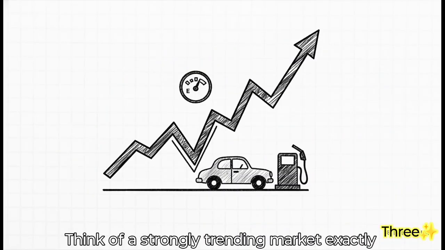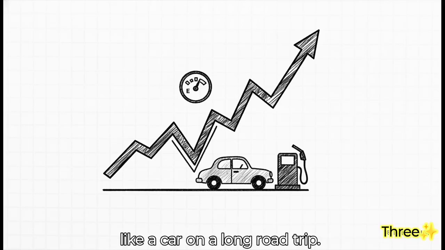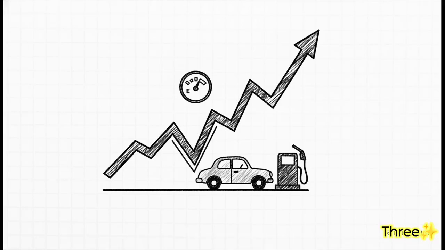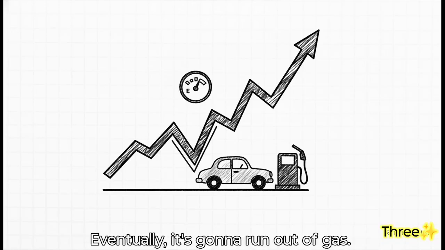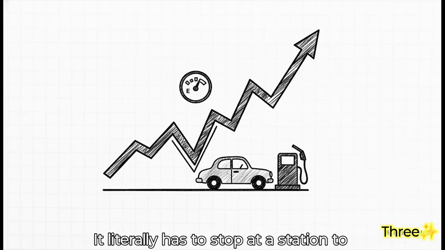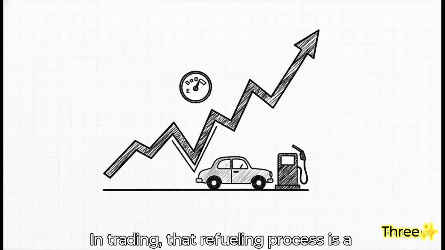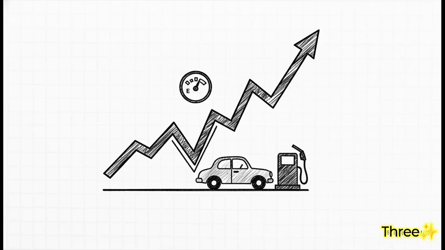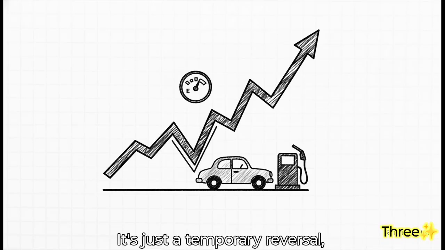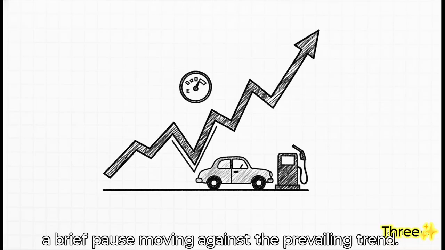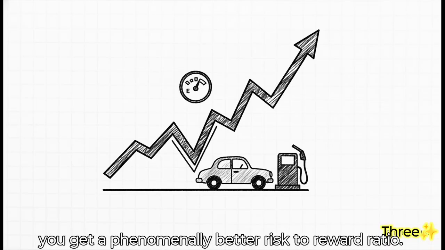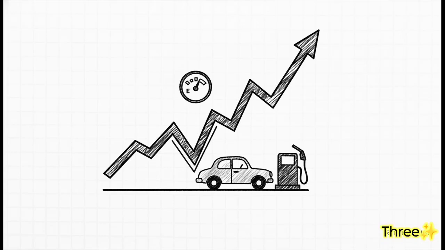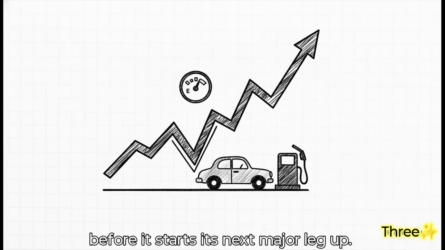Think of a strongly trending market exactly like a car on a long road trip. Honestly, it doesn't matter how fast that car is going. Eventually, it's going to run out of gas. It literally has to stop at a station to refuel. In trading, that refueling process is a pullback. It's just a temporary reversal, a brief pause moving against the prevailing trend. By being patient and waiting for these dips, you get a phenomenally better risk-to-reward ratio. You're basically letting the market gather more fuel before it starts its next major leg up.